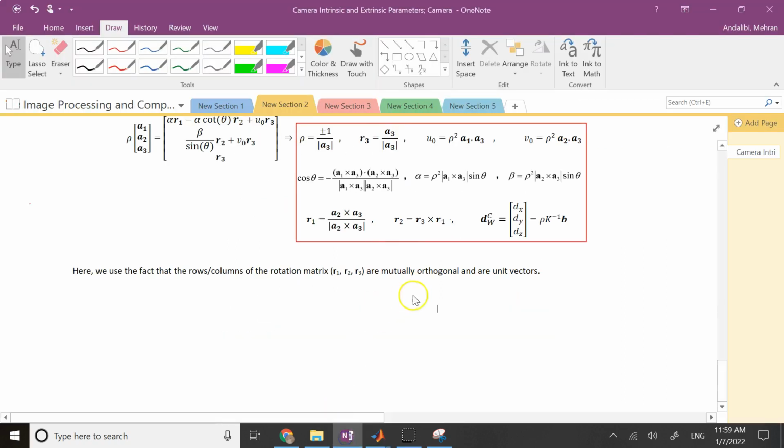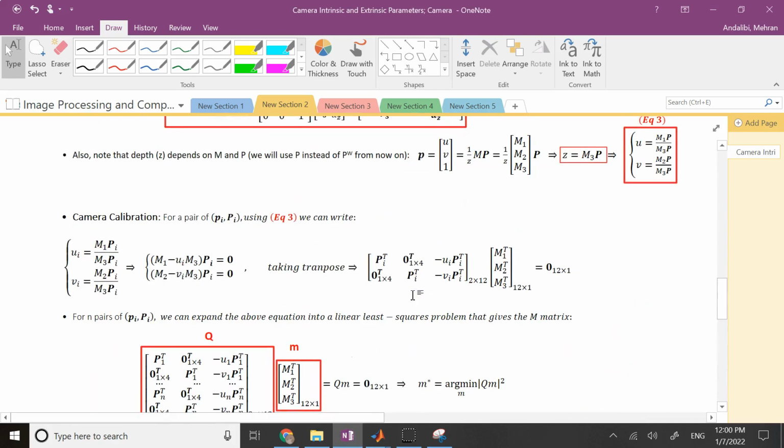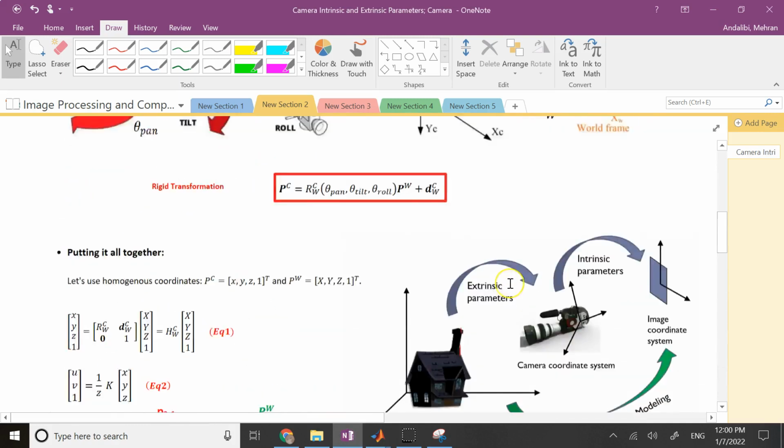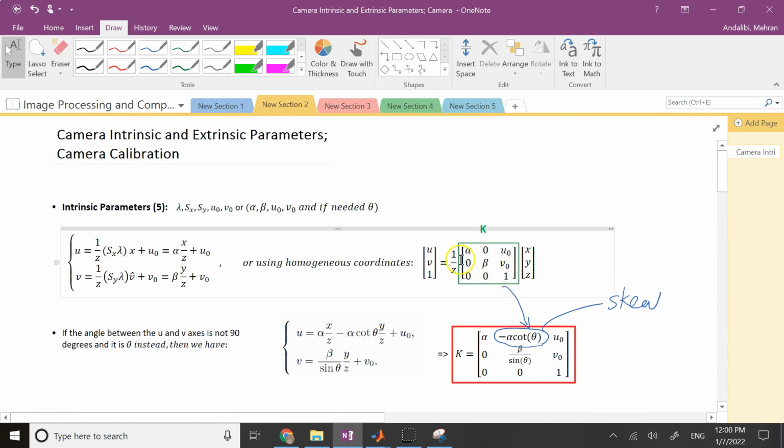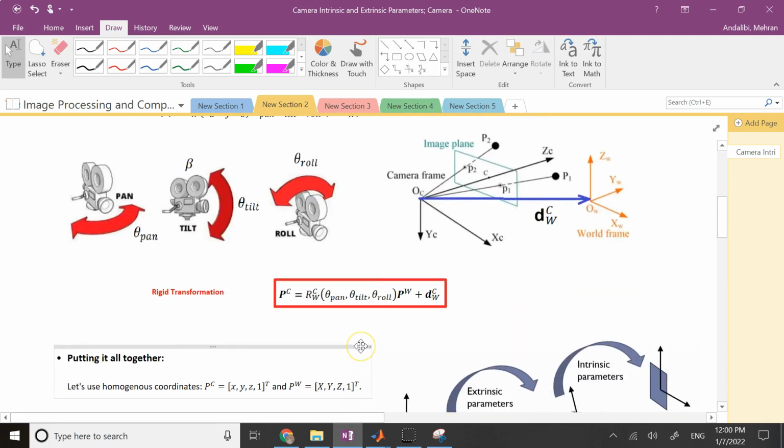This is how you get all of the camera parameters. Note that for the entire set of images, there is only one K matrix, right? Because that's inside the camera. Inside the camera, you could not change. But for each image, you have one set of R and T. Why? Because each image is taken at a different position and orientation.